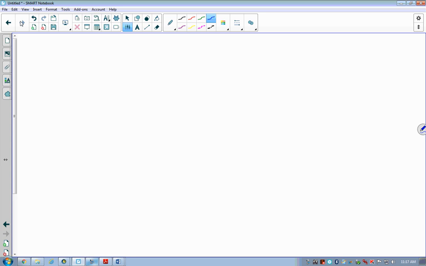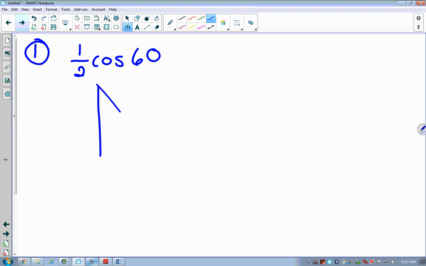All right, let's see. We're back to question number 1. Draw the necessary reference triangle and evaluate. Do not use a calculator. So it starts off with 1/2 cosine 60. So you have to draw a 30, 60, 90 triangle. Does that make sense? What goes opposite of 30?